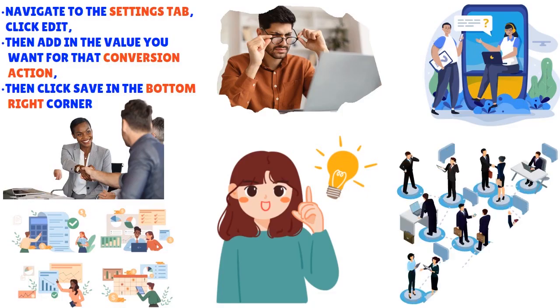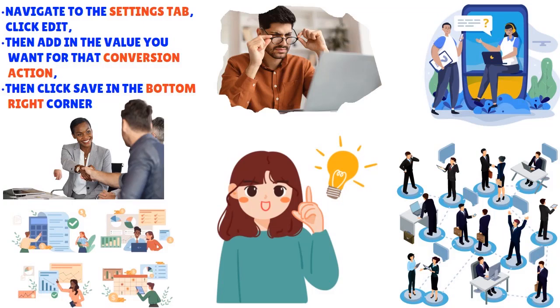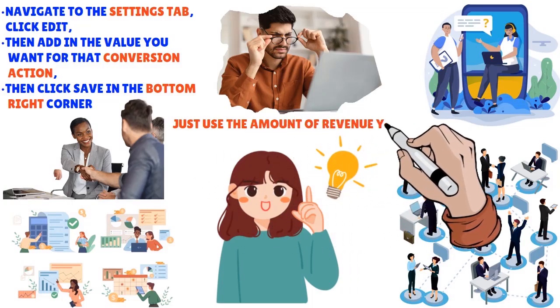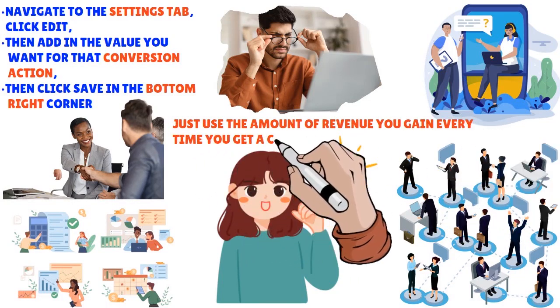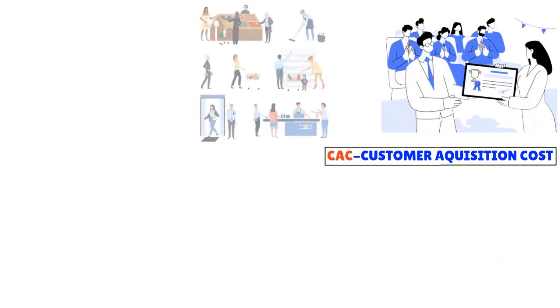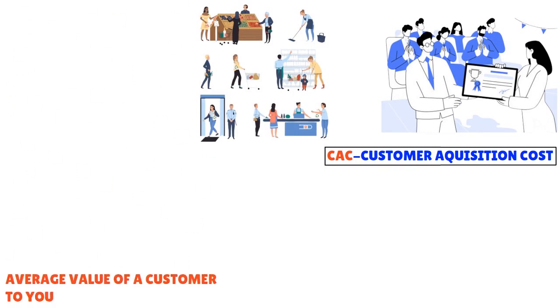So if you are a business that sells a product or service that always has the same value associated with every customer, this will be very simple. Just use the amount of revenue you gain every time you get a customer. So pretty straightforward, okay? So if you sell, let's say, a product and you charge 10 bucks, then that's basically the average value of a customer to you.